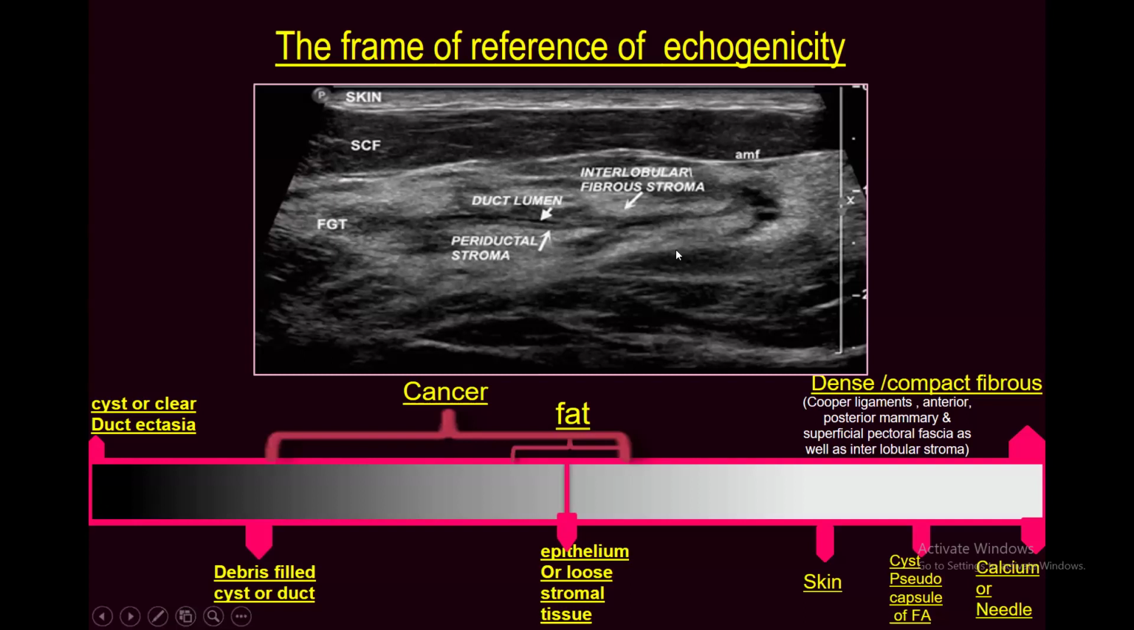Regarding the anatomy, here we can see the periductal stroma and lobular, intralobular stroma as gray, iso to the fat. And this echogenic area is a compact fibrous parenchyma. Also, the skin is hyperechoic.